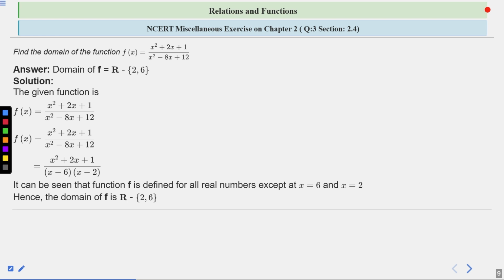Now, are there any other values or any other condition which restrict us onto other real numbers? Are we having any other real numbers which we cannot apply over here? No. Except 6 and 2, we can use any real number as our input. Yes? So the set of all inputs will be all real numbers except 2 and 6.